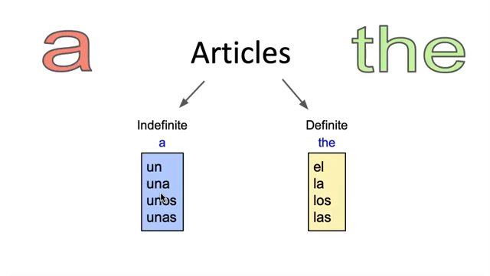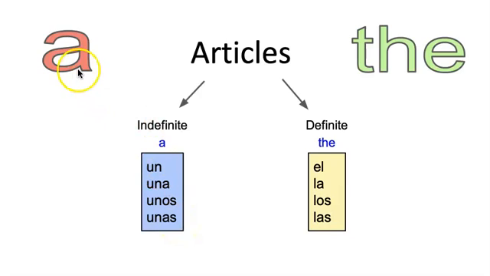The reason is, and what we learned in our last tutorial, all nouns are either masculine or feminine. So if your noun is masculine, then you have to use a masculine form of the article. And if your noun is feminine, you would use a feminine form. Likewise, if your noun is plural, you would have to use a plural form.